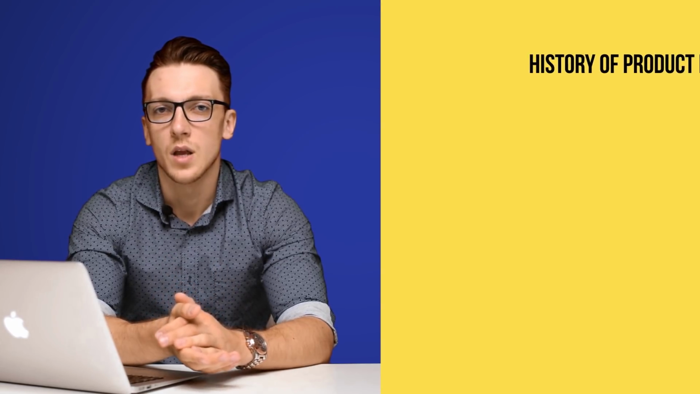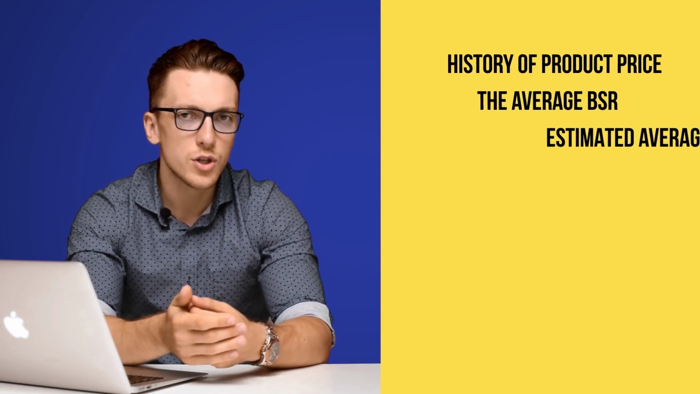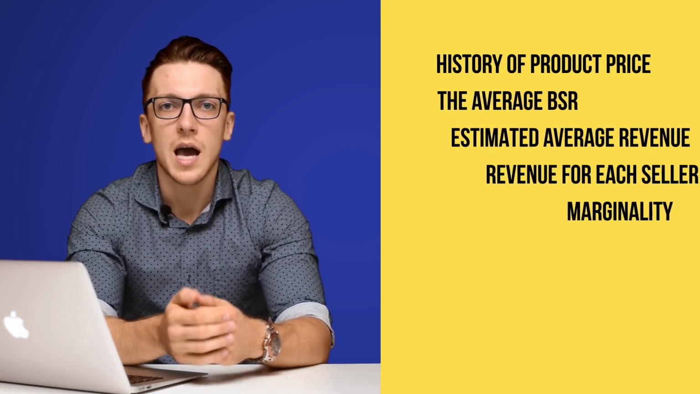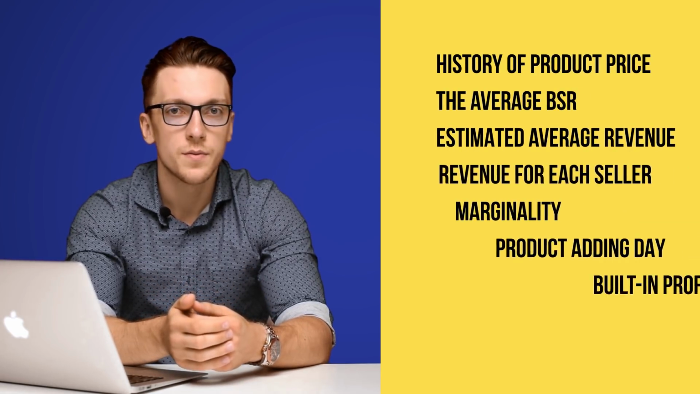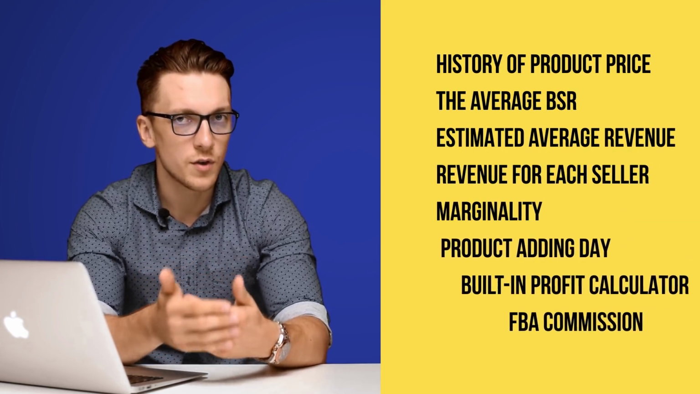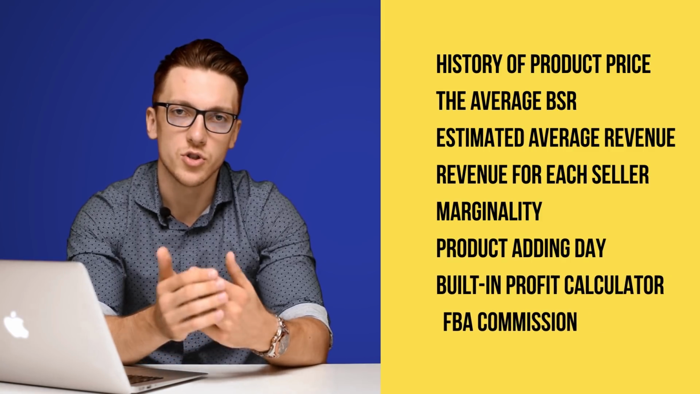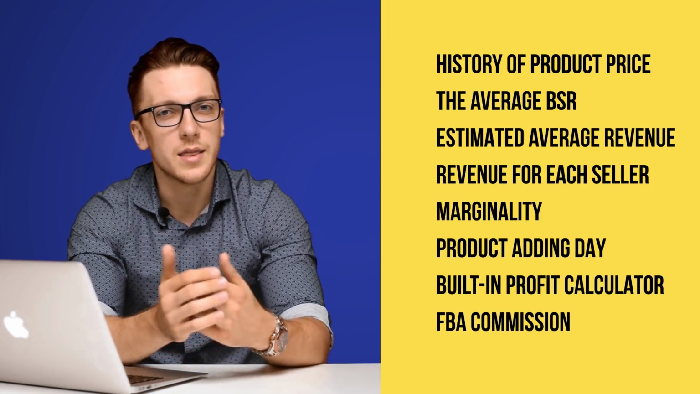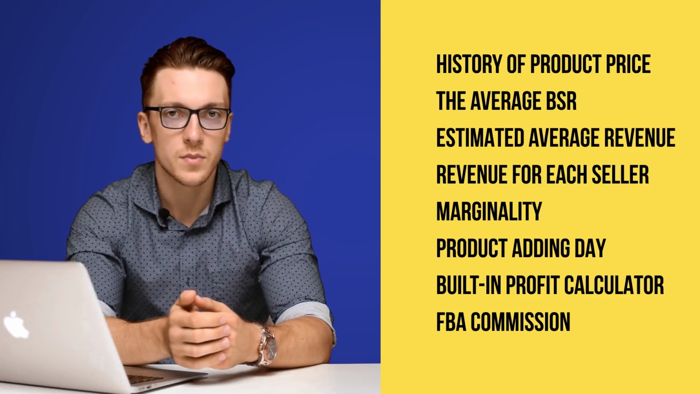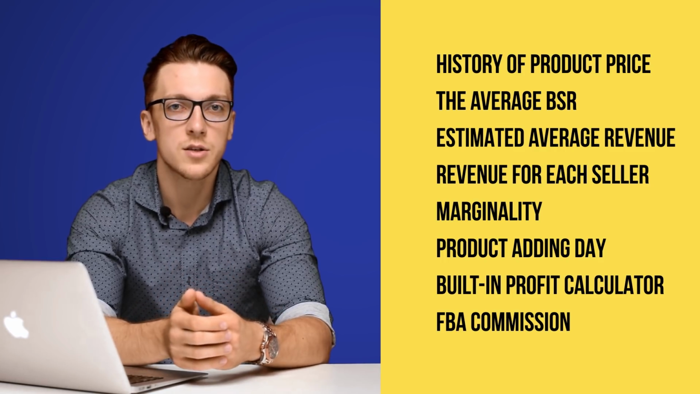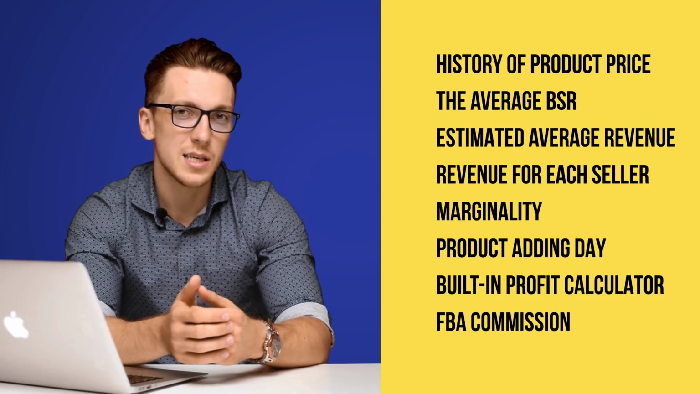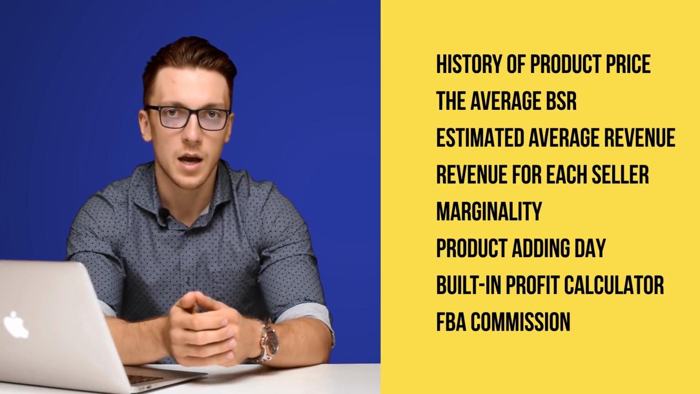AmzScout shows product price and its history, the average BSR of the whole niche and its history, average estimated revenue of the niche, estimated revenue of each seller, marginality, and the date when the product was added. There is a built-in profit calculator, and you can see FBA commission, and much more.